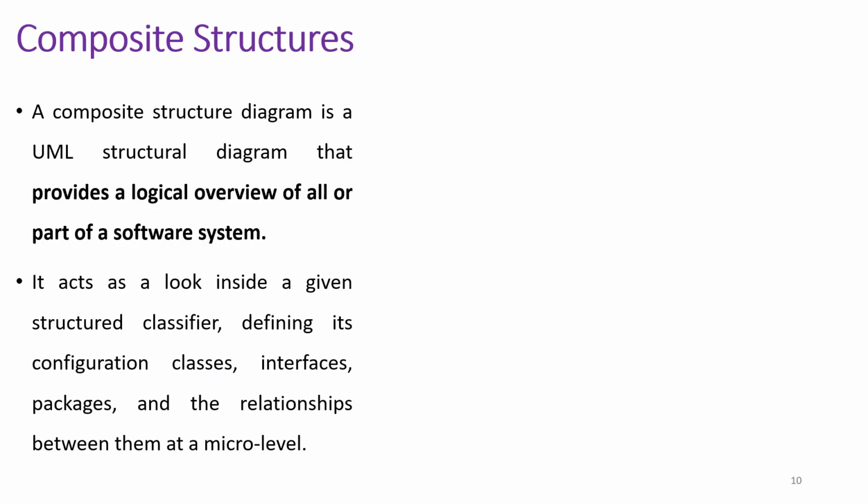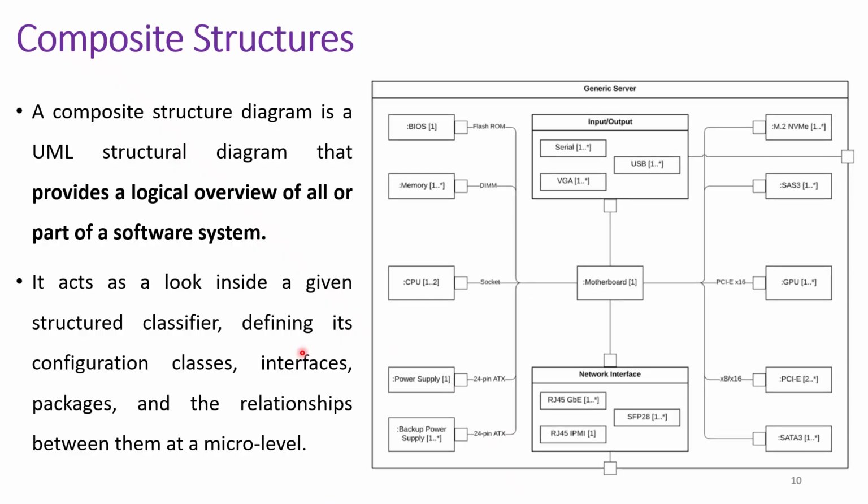So what do we mean by composite structures? It is one of the UML structural diagrams that provides the overall logical view of the software system. The structure contains different varieties of subsystems along with different configurations. It can be a class, interfaces, different types of packages, or different varieties of relationships that may exist at the micro level or the macro level. All together they will be present within a single structure. That is the composite structure.